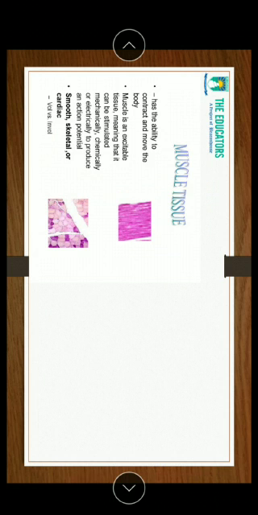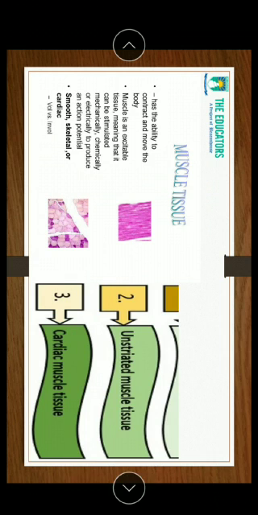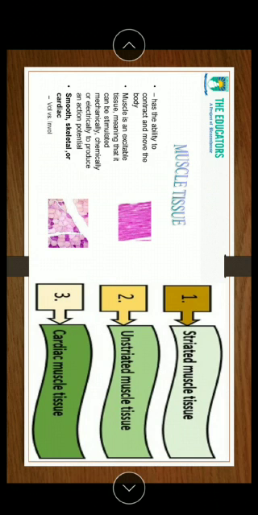The third one is muscle tissue. Muscle tissue has the ability to contract and move the body. It is the most abundant tissue in animals. There are three types of muscle tissue: skeletal muscle, which is also known as striated muscle; second is smooth muscle, also called unstriated muscle; and the third one is cardiac muscle tissue.